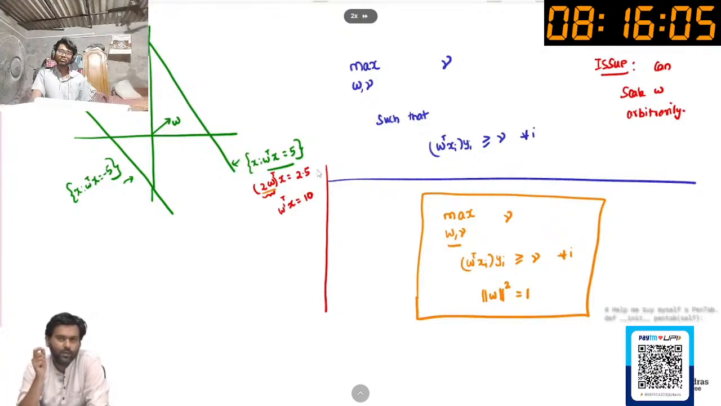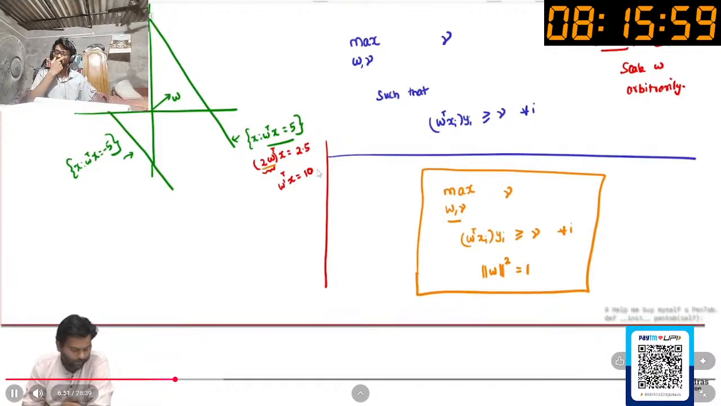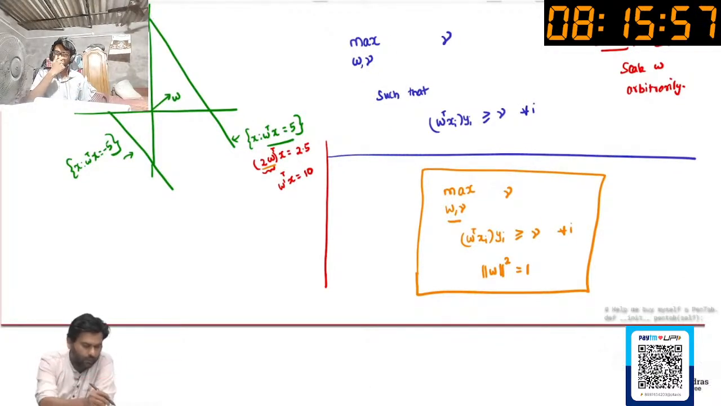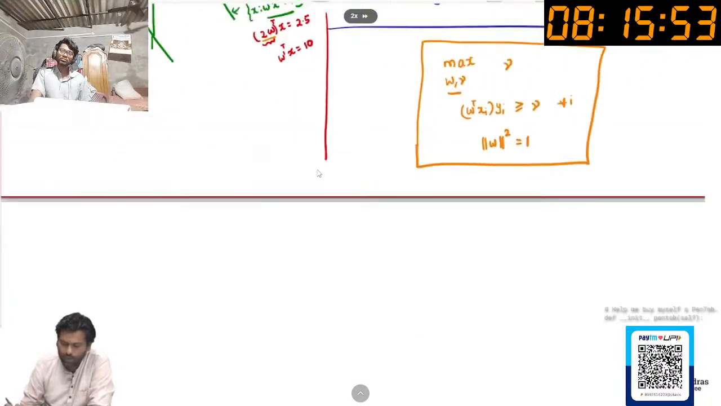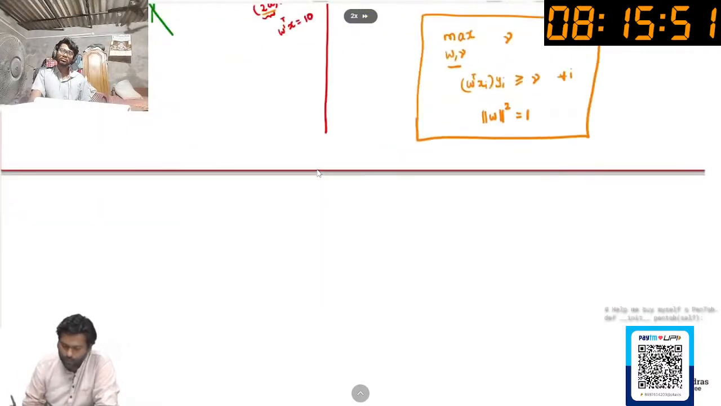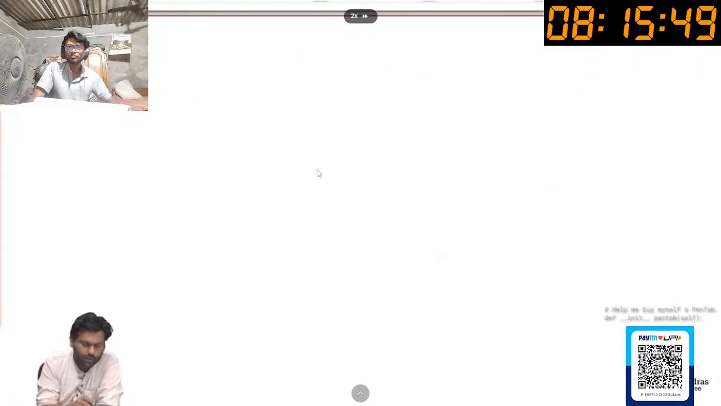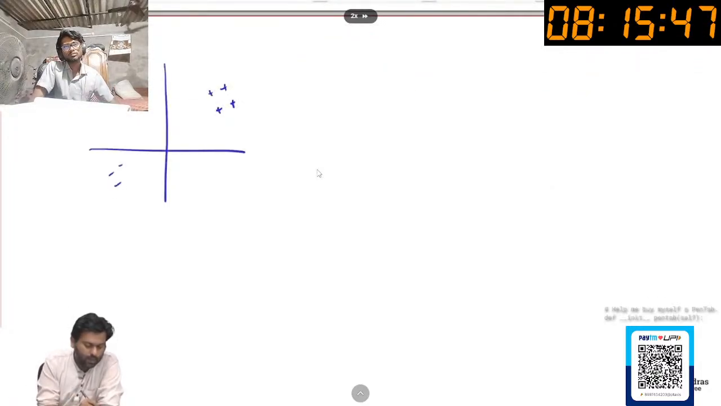Whereas if you really see, you are only searching for W's with unit length. So in 2 dimensions, what this means is we are just looking for W's with length 1. So now if you have a data set, let's take another simple data set, let's say plus minus.